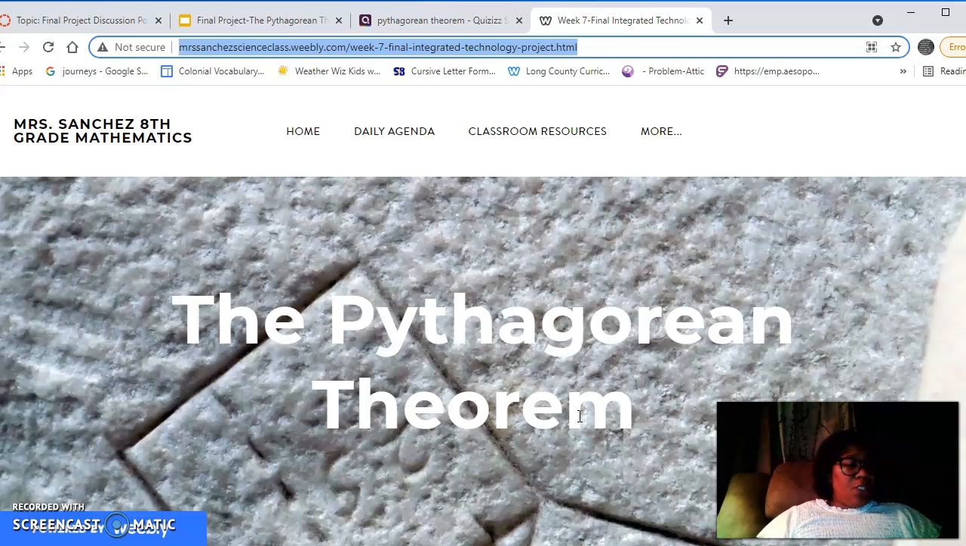In addition, the essential questions are: how can you prove the Pythagorean theorem and use it to solve problems? How can you test the converse of the Pythagorean theorem and use it to solve problems? And how can you use the Pythagorean theorem to find the distance between 2 points on a coordinate plane?